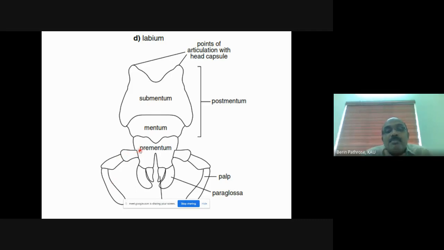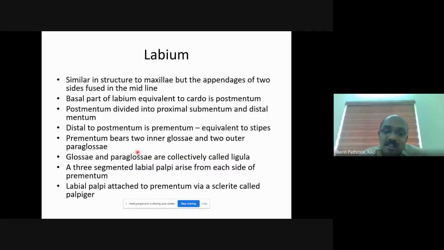And this labial palp is attached to prementum via a sclerite called as palpiger. Maxillary palpi was attached to a stipes via a sclerite called as palpifer, but labial palpi is attached to labium via a sclerite called as palpiger.